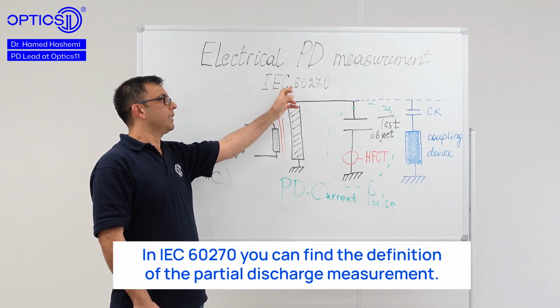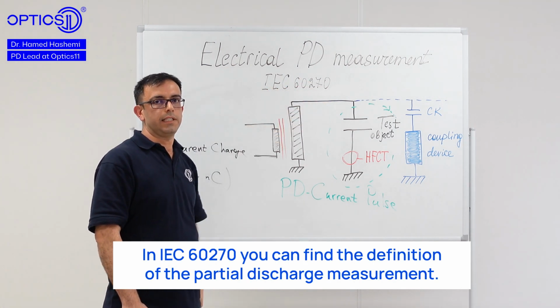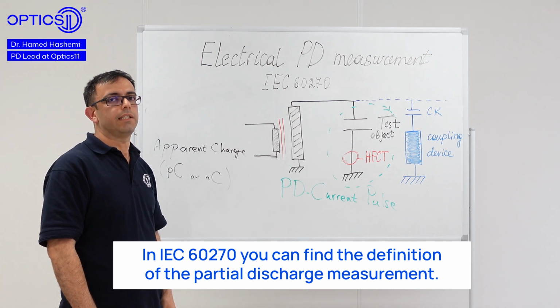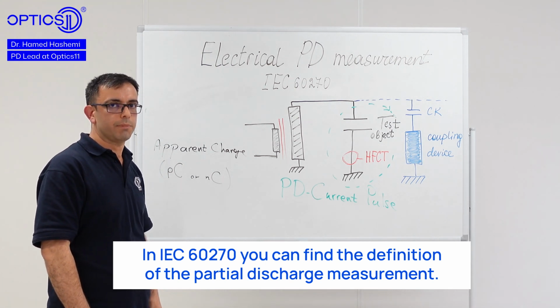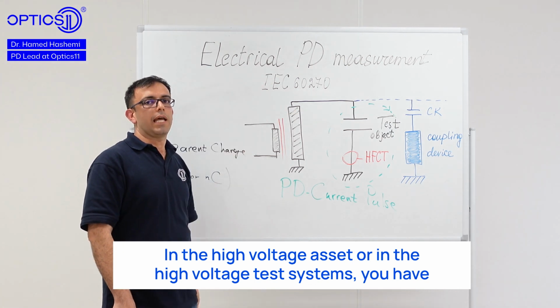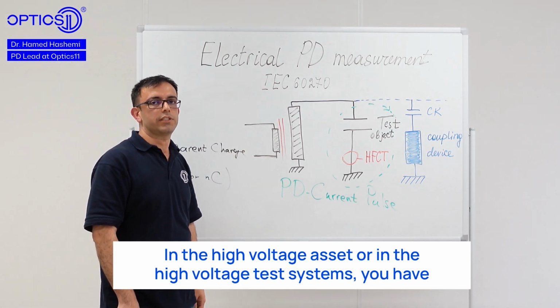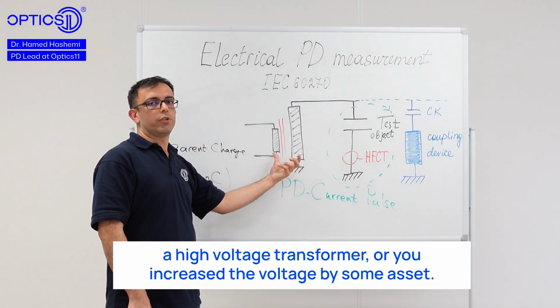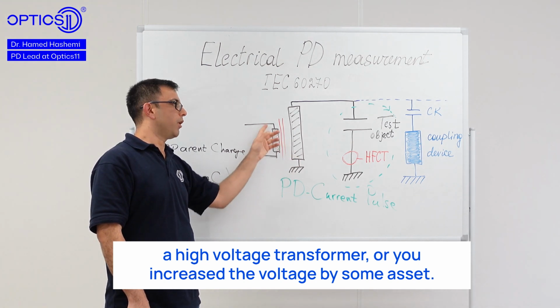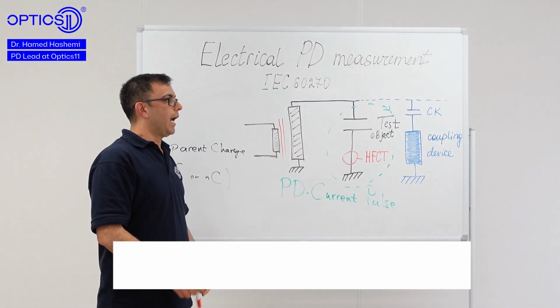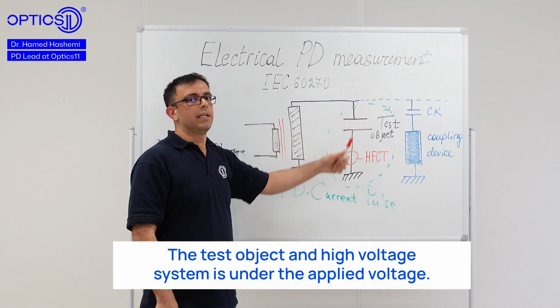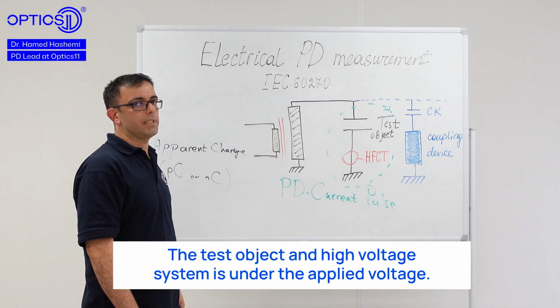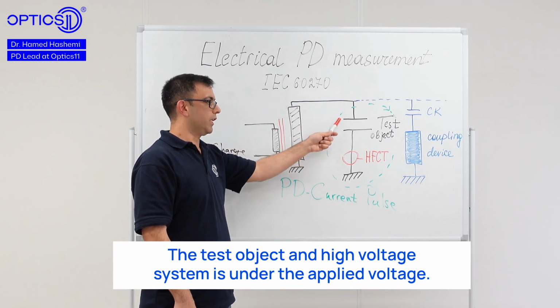In IEC 60270, you can find the definition of the partial discharge measurement. In a high voltage asset or in high voltage test systems, you have a high voltage transformer, or you increase the voltage by some asset. And the test object and high voltage system are under the applied voltage.